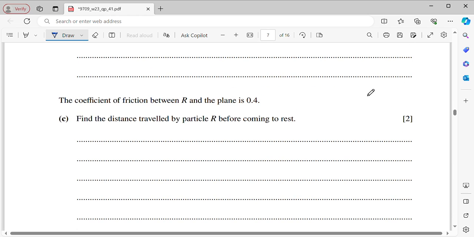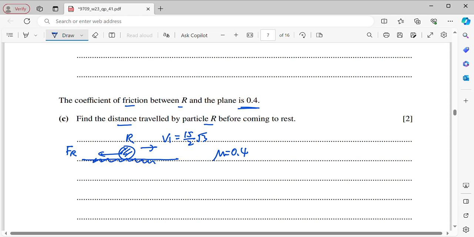Okay, now the next part. The coefficient of friction between R and the plane is 0.4. Find the distance traveled by R before coming to rest. Alright, so from here, this is the R, and we know that V1 is 15 over 2 square root 3. And this plane is rough, so you will get the friction FR. Now your mu is 0.4. Before coming to rest, that means when it reaches here, V2 is 0. What is the distance D?